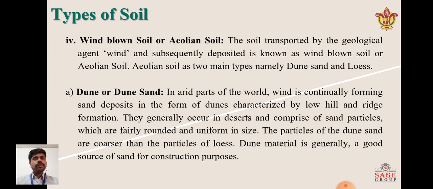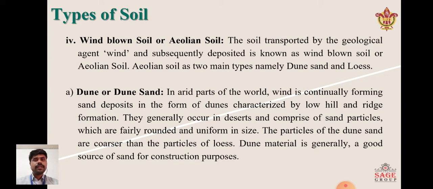The fourth type of soil is known as wind-blown soil or aeolian soil. The soil transported by the geological agent wind and subsequently deposited is known as wind-blown soil or aeolian soil. Aeolian soil has two main types, namely sand dunes and loess.